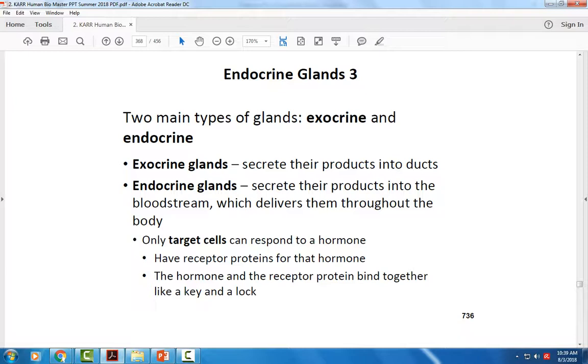Exocrine glands secrete their products into ducts. So the duct is not a vessel, it's not a blood vessel, it's just a special duct to receive that chemical, and it acts locally.